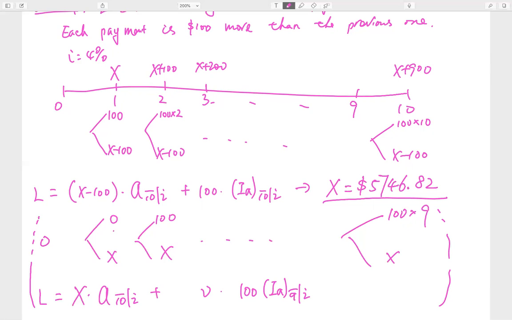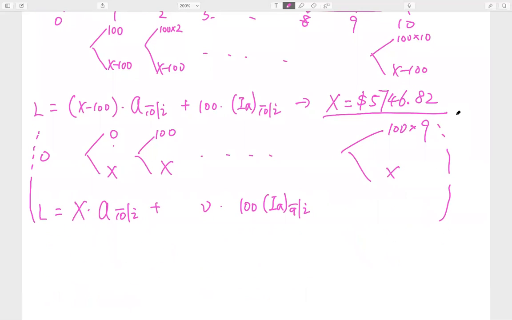Okay. So once we know this, we know the first payment, we know the last payment, and the principal outstanding at the end of the 8th year. So I have 2 payments left, right? So that's not exactly complicated. So let's use the prospective method.